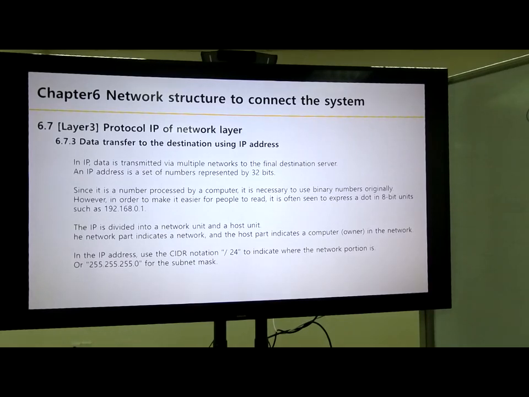So anyway, in IP, data is transmitted via multiple networks to the final destination server. An IP address is a set of numbers represented by 32 bits. Since it's a number processed by your computer, it is necessary to use binary numbers originally. However, in order to make it easier for people to read, if you use a website or something like that, if you're using only binary numbers, how can you remember that?